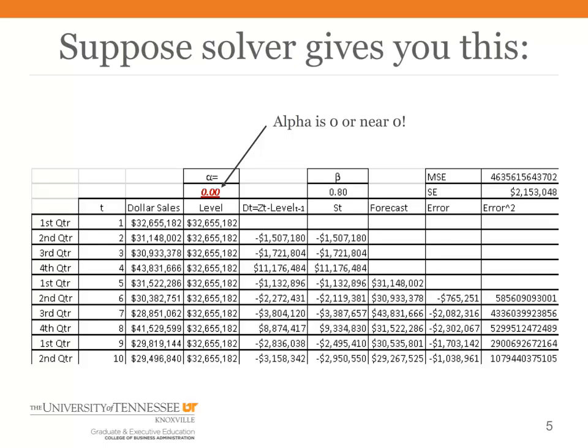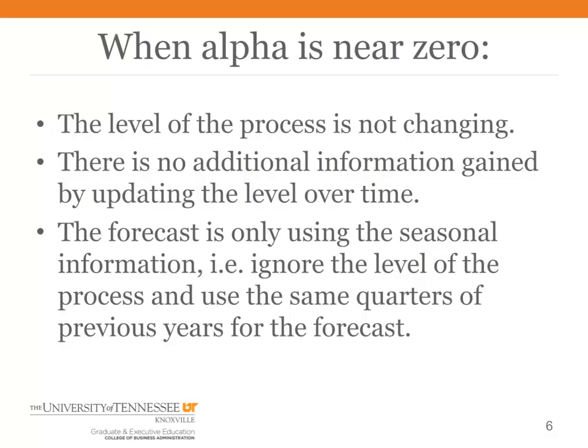So that means you could use one of the two simple models that we just talked about, where to forecast what's going to happen next quarter, I'll just go back and look and see what happened in that same quarter last year. So to repeat what I just said, the level of the process is not changing when alpha is near 0. There's no additional information gained by updating the level over time, apparently, because that's what the model has just told you. And the forecast is only using the seasonal information. In other words, ignore the level of the process and just use the same quarters of previous years to get the forecast.